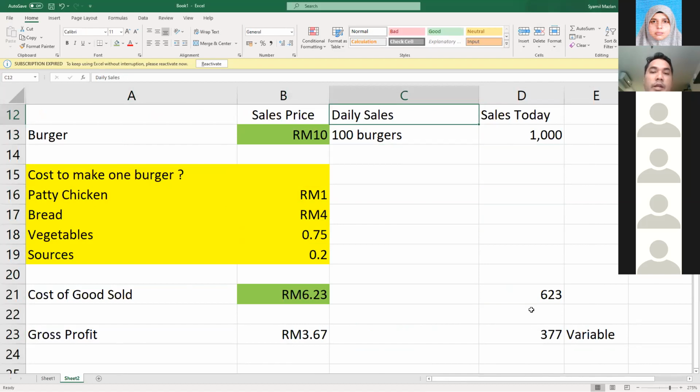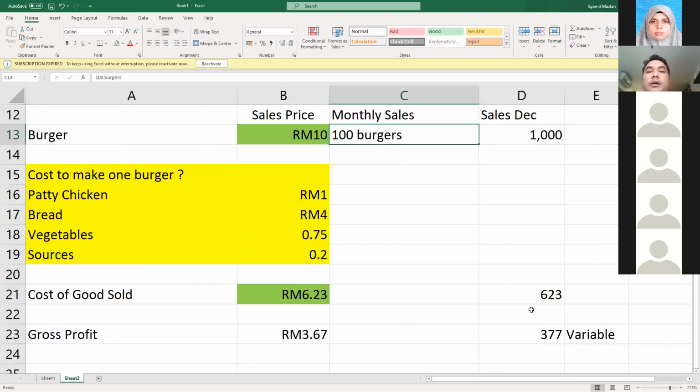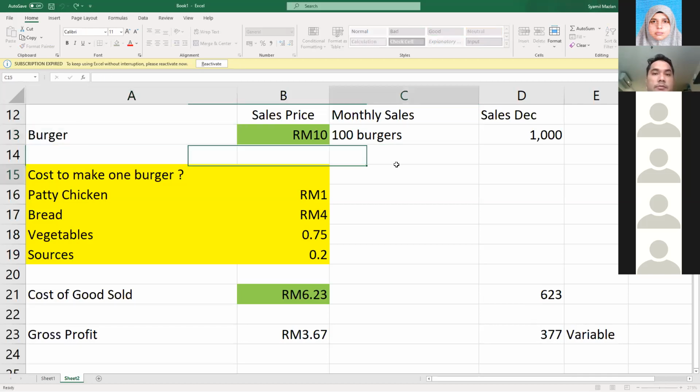Okay, this is for daily sales. How about monthly sales? For example, your daily sales for one day is 100. So you're opening your store for 20 days. So 100 burgers per day times 20 days. How much? 2,000, right? Yeah, 2,000, cool.